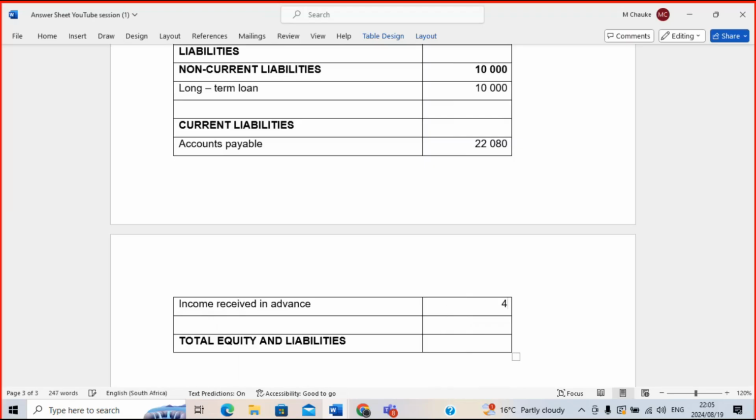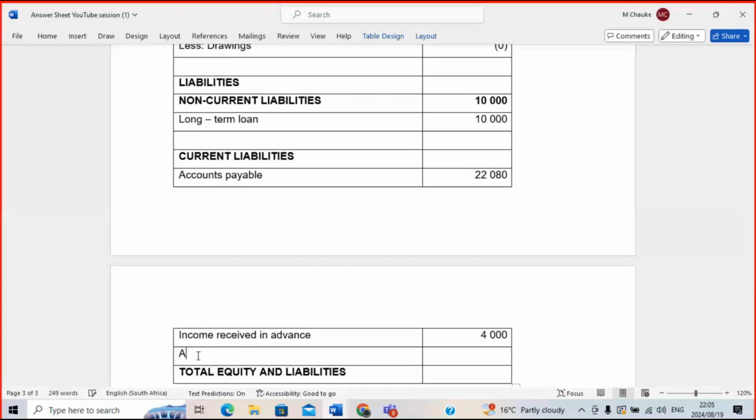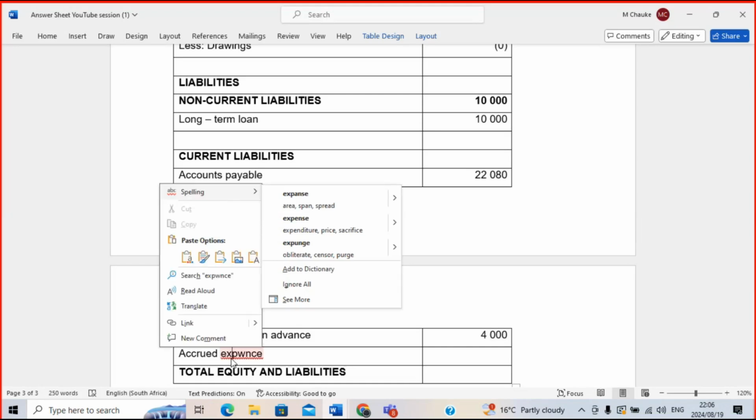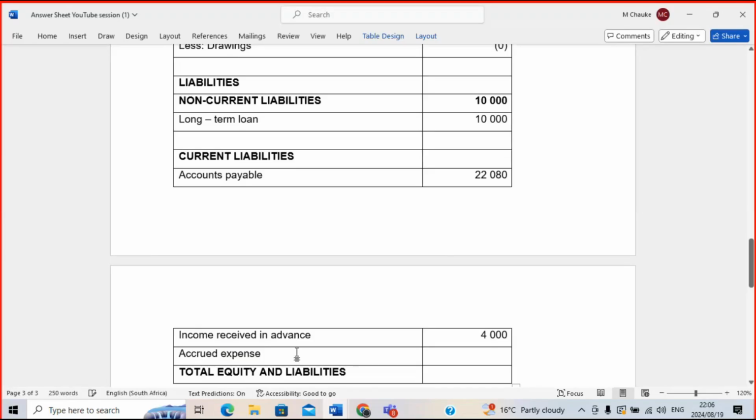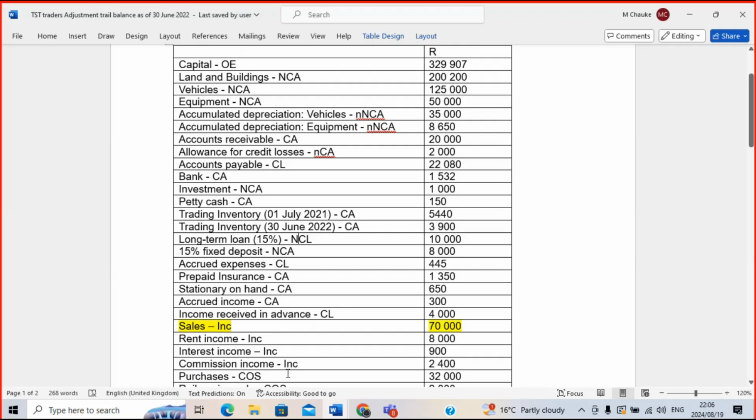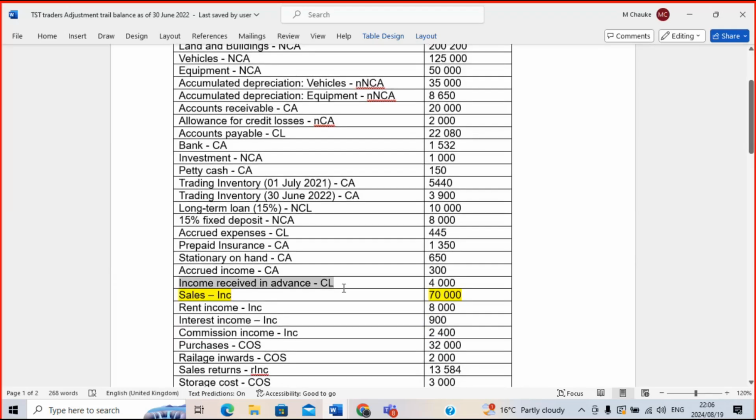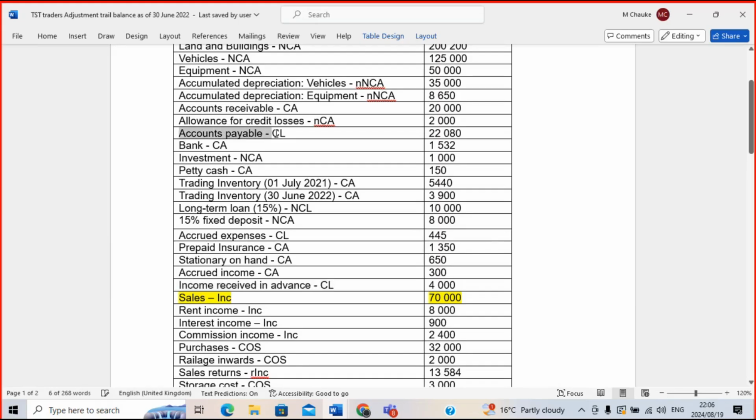Right? And then I saw we've got accrued expense. Accrued expense. It must come in. That is our current liabilities of 445. Yes, thank you. Accrued expense. So now those are our current liabilities when we check according to the question there. Only three. We've got income received in advance, recorded, right? We also have accrued expense, and we also have our accounts payable.